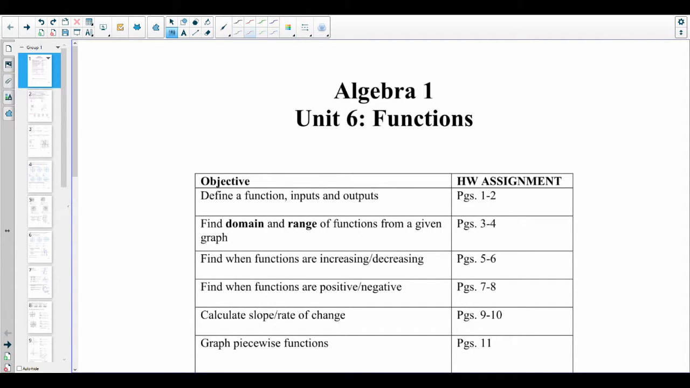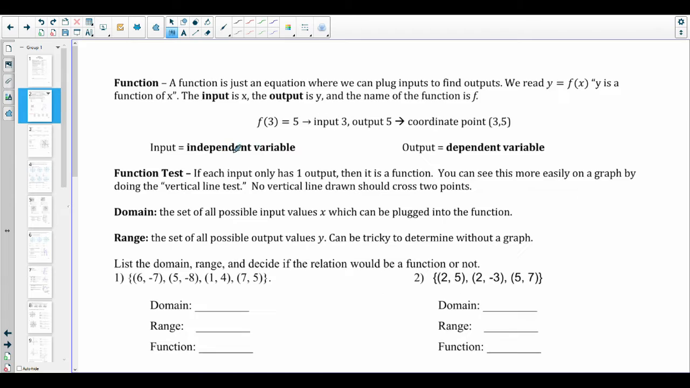This is the start of our functions unit, probably one of the most important units that we're going to cover. In this video, I think we're only going to get through probably the first 2 pages. At least that's the goal. So here we go. So what is a function?